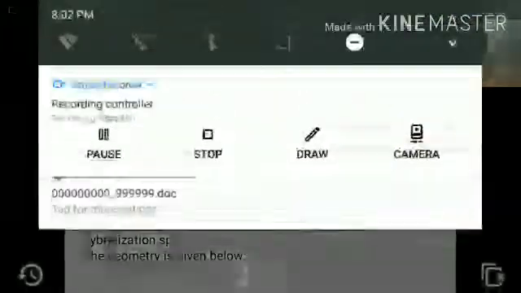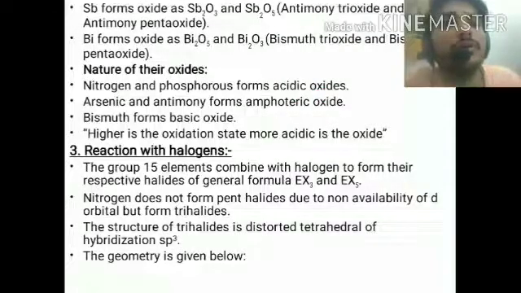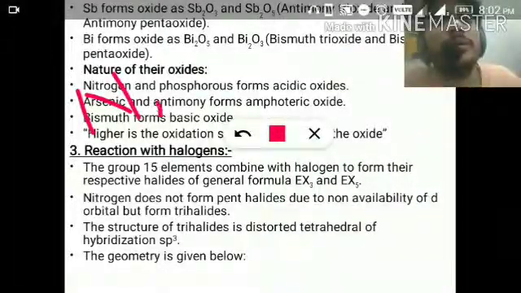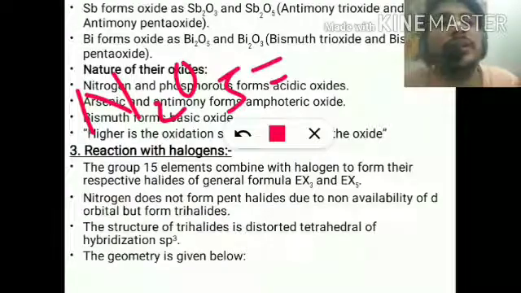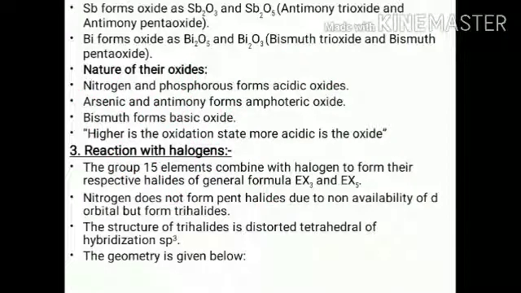Nitrogen pentoxide and phosphorus pentoxide are acidic. Now we have to study the nature of oxides. What is the meaning of nature of oxides? Nitrogen and phosphorus form acidic oxides. Oxides of nitrogen and phosphorus are acidic. Oxides of arsenic and antimony are amphoteric, and oxides of bismuth are basic in nature. Okay, this is the property of the oxides.